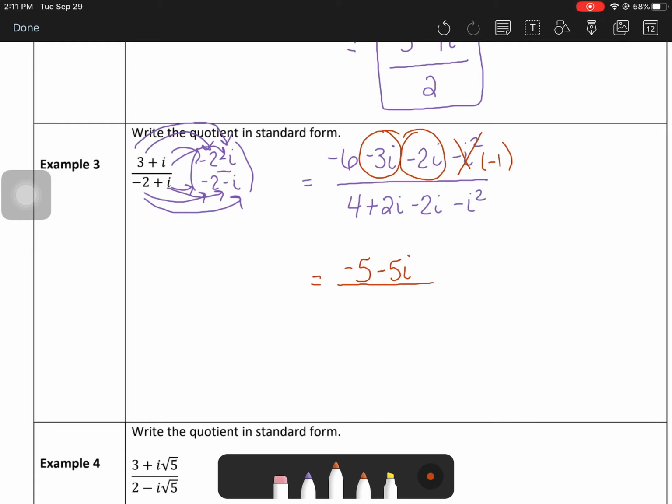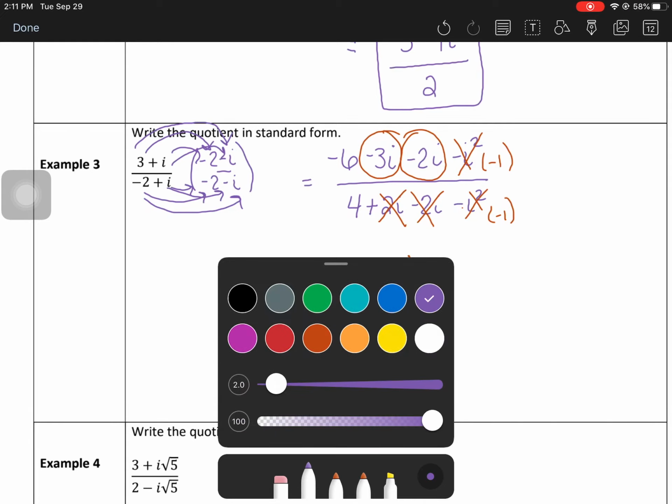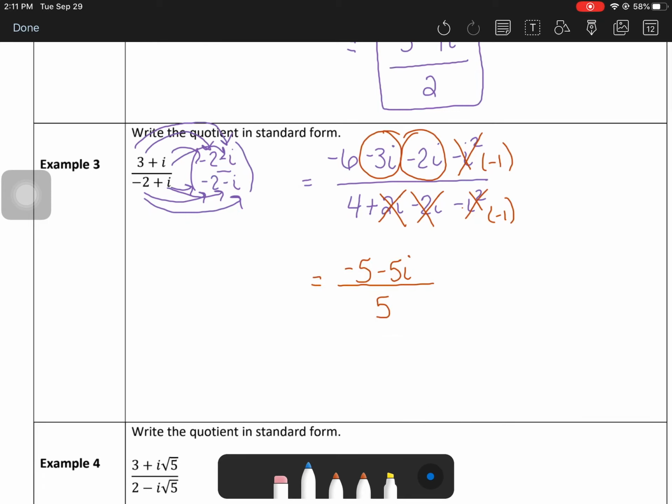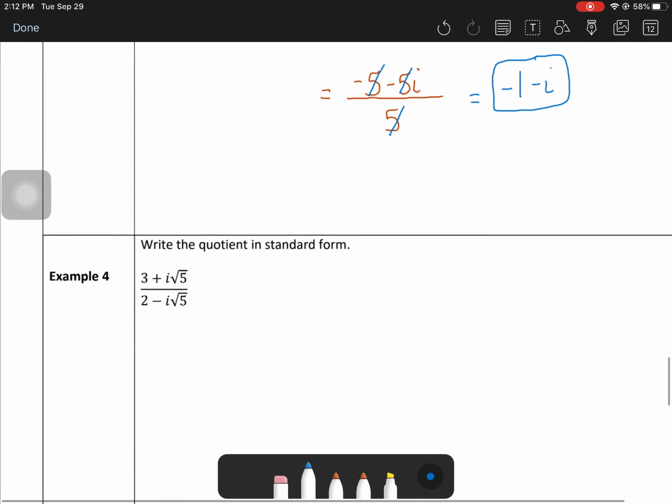In the denominator, the 2i and the negative 2i cancel. i squared is really negative 1. A negative times a negative is a positive, so 4 plus 1 is 5. Now we should also notice that each of these could be divided by 5. So our final answer will be negative 1 minus i divided by 1, which just gives me a final solution of negative 1 minus i.